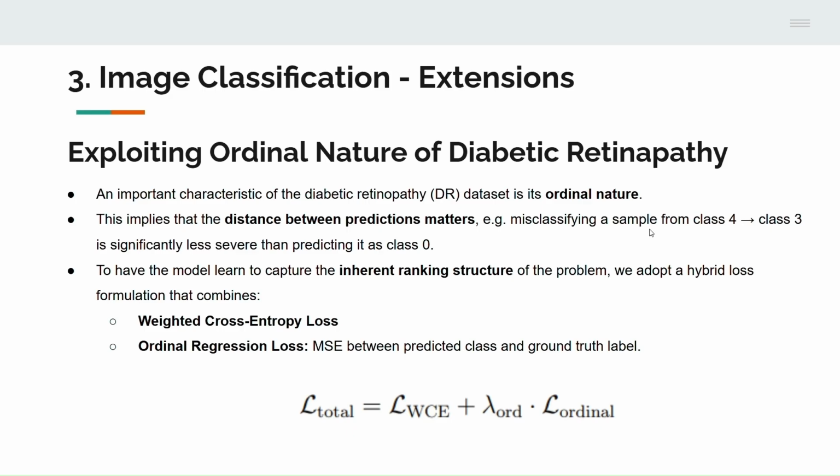Next, we would like to take advantage of the ordinal nature of the dataset, as in the classes themselves have a relationship with one another, each class being more severe than the last. So this implies that the distinction between predictions matters. For this, we apply a combined loss formulation that uses weighted cross-entropy loss and ordinal regression loss, which is essentially just the mean squared error loss between predicted class and ground truth label. The formula for the total loss is given below. The lambda value is there to control the impact of the ordinal regression on the total loss.